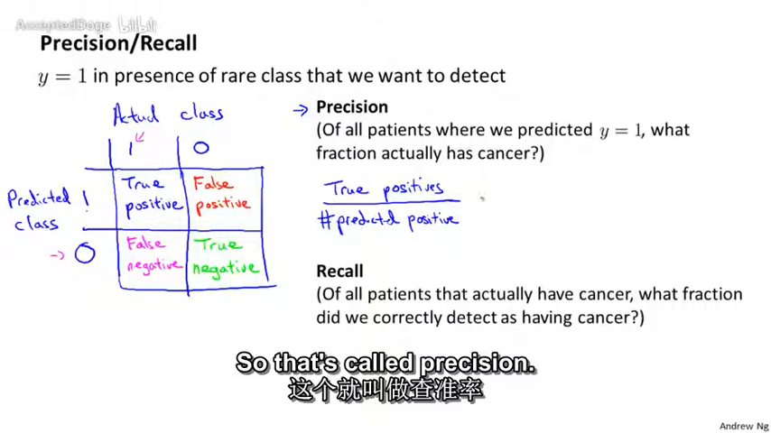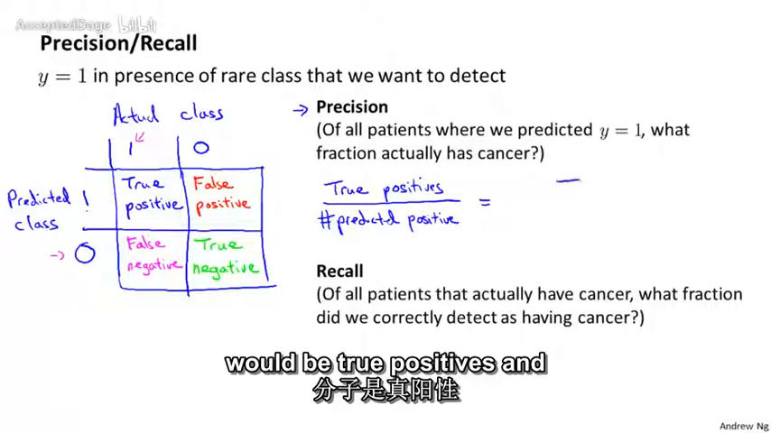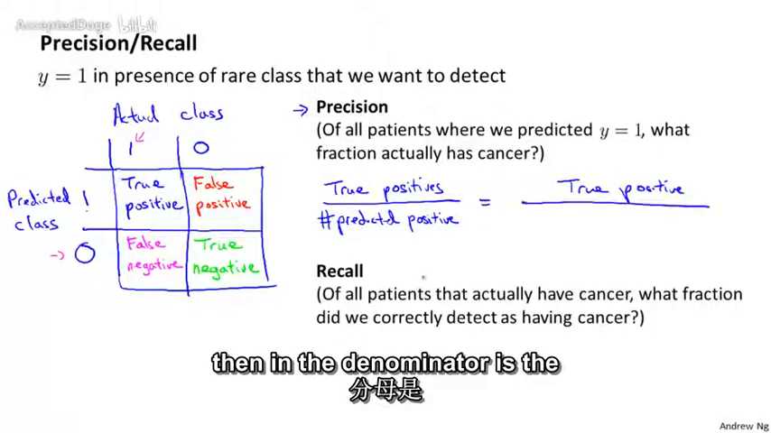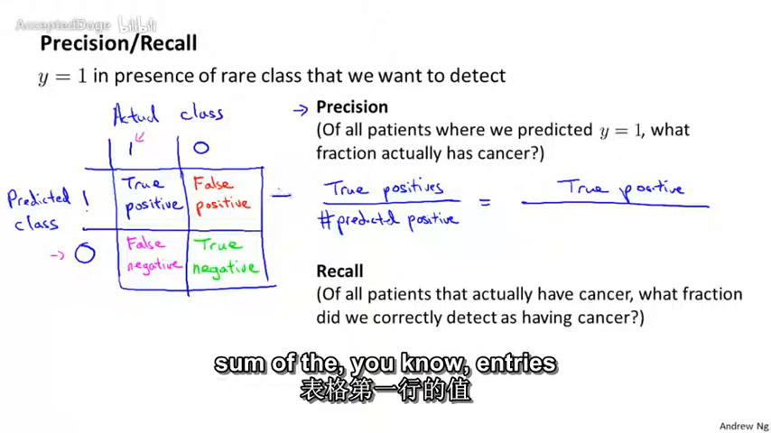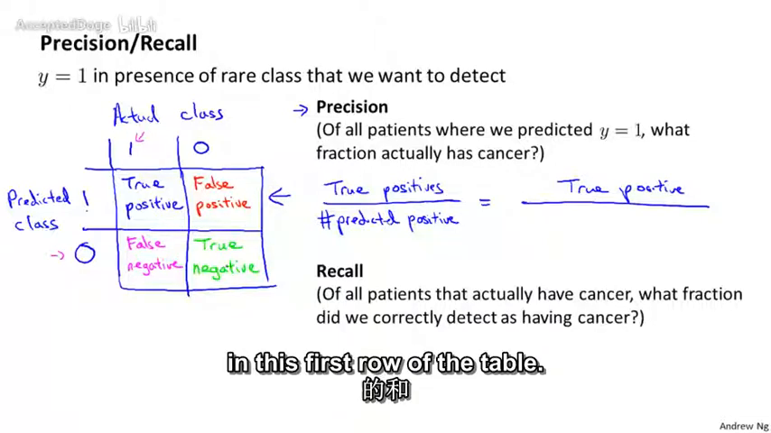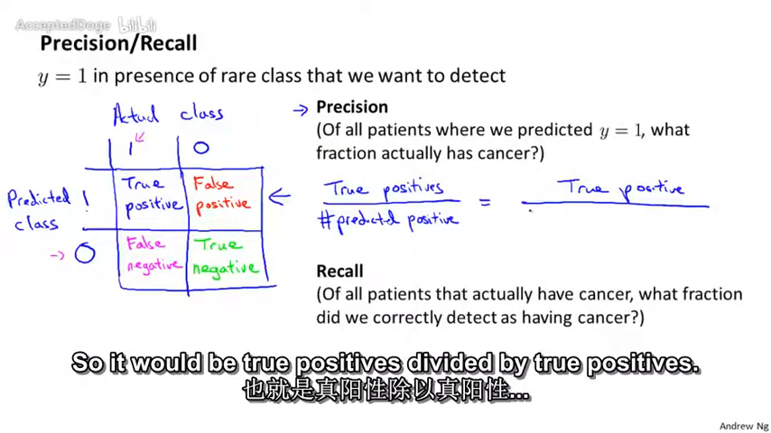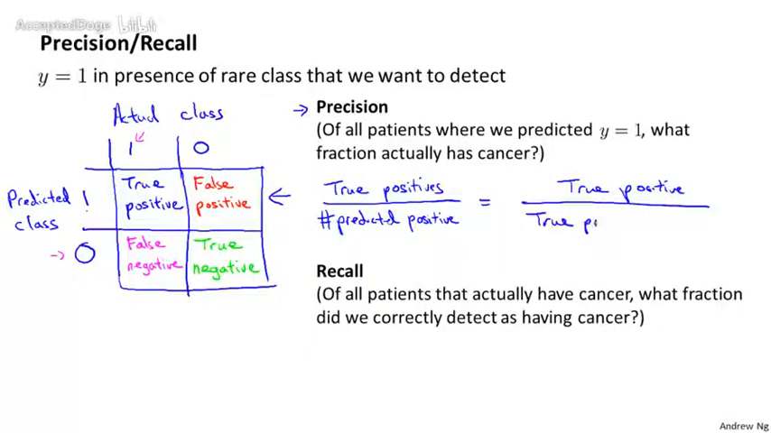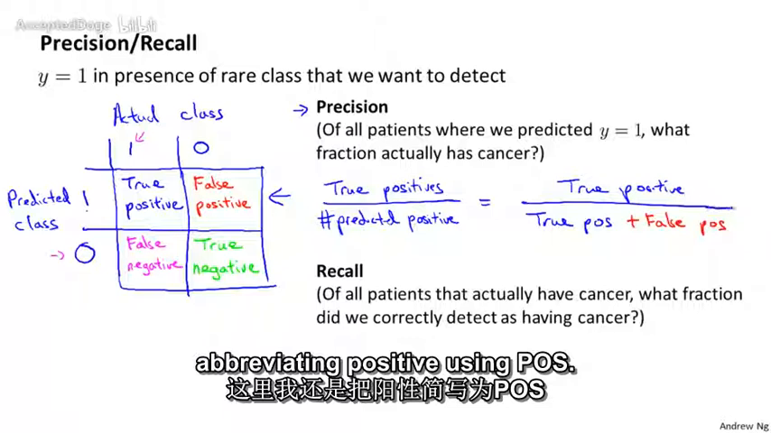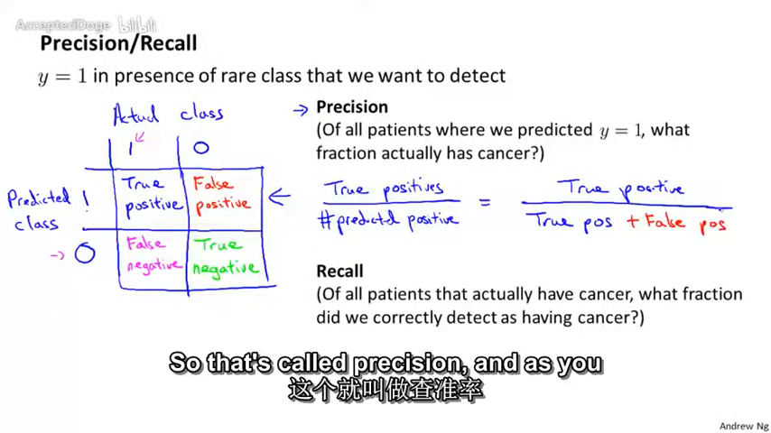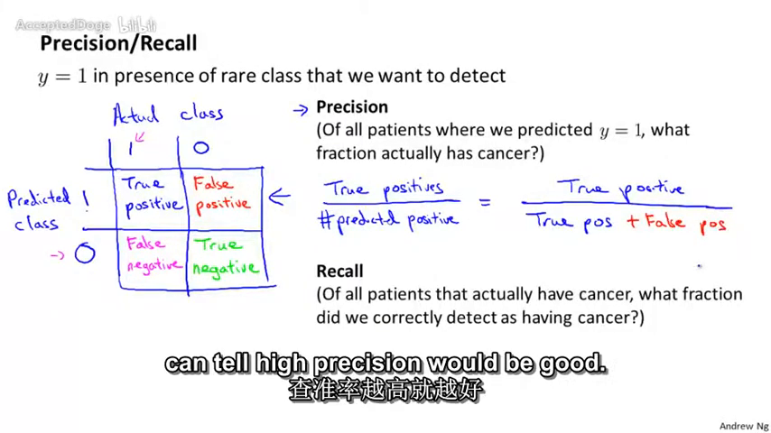So that's called precision. And another way to write this would be true positives, and then in the denominator is the number of predicted positives, and so that will be the sum of the entries in this first row of the table. So it'd be true positives divided by true positives, I'm going to abbreviate positive as POS, plus false positives. So that's called precision, and as you can tell, high precision would be good.